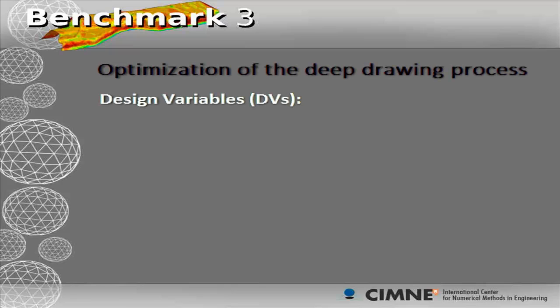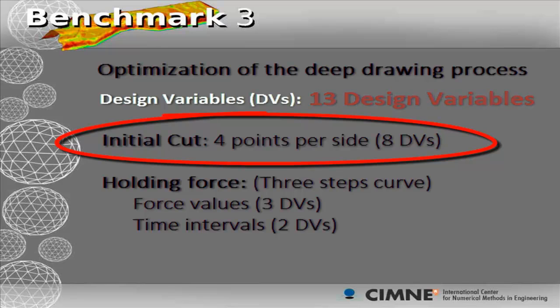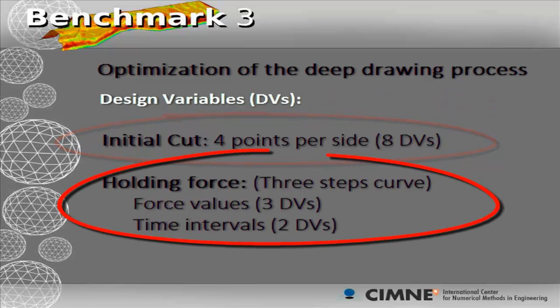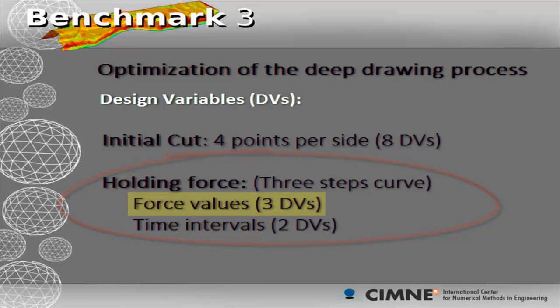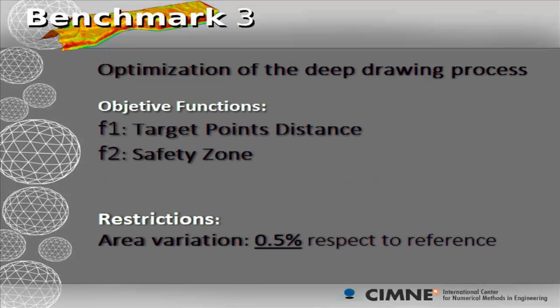To perform the optimization of the deep drawing process, 13 design variables have been used. 8 of them allow changing the initial sheet contour, and the rest of the variables are used to change the holding force. 3 out of these 5 variables determine the force value, and the other 2 modify the application time. Through the combination of the objective functions that are already defined, we want to adjust the dimensional accuracy of the final piece while keeping appropriate safety values.